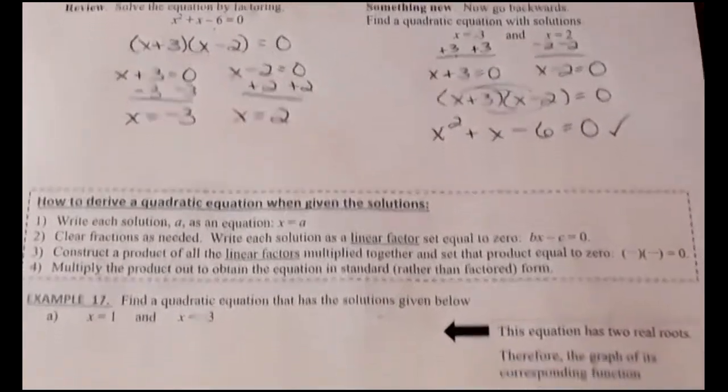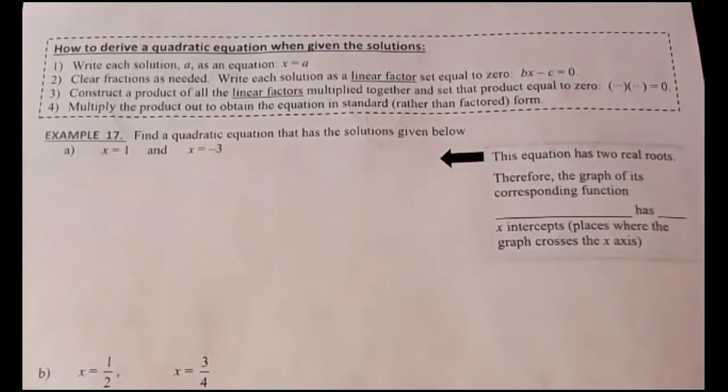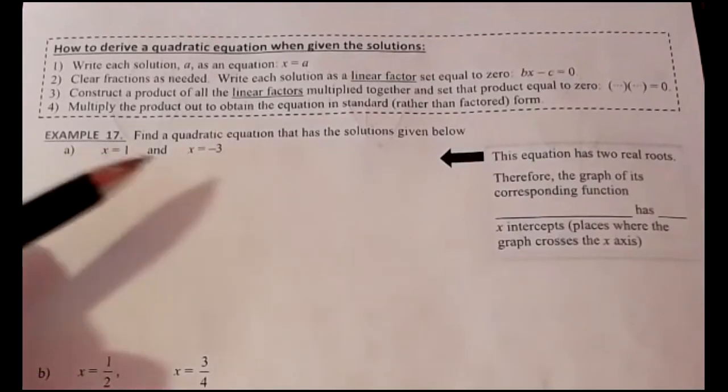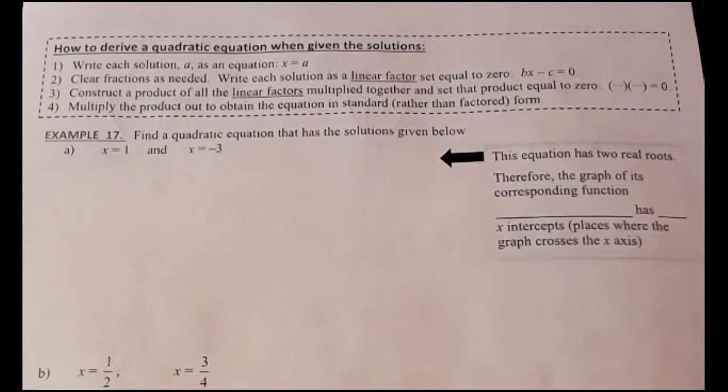Okay, perfect. How to derive a quadratic equation when given the solution. Step number 1, write each solution as an equation. So notice for part A, that's provided to us. X is equal to 1, x is equal to -3. Number 2 says clear fractions as needed. This is after you write the equation. So this is something to think about. You can clear fractions as needed. So essentially you can write each solution as a linear factor set equal to 0. Then you essentially construct a product of those factors and you multiply them together. That's what's going to give you your original polynomial.